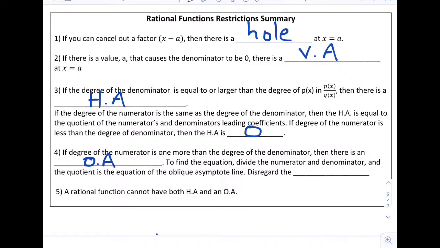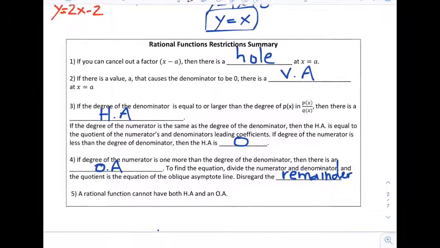To find the equation, divide the numerator and the denominator, and the quotient is the equation of the oblique asymptote line. Disregard the remainder, because we're just interested in that polynomial that's created. That's our oblique asymptote. And finally, a rational function cannot have both. So from here, there's some examples below.